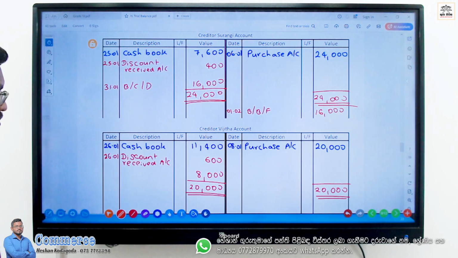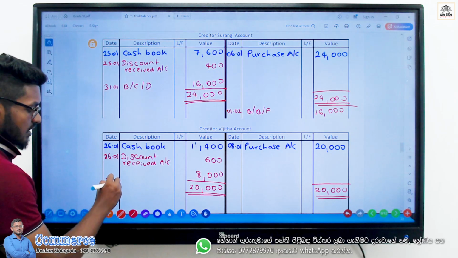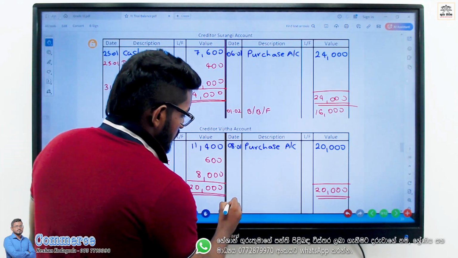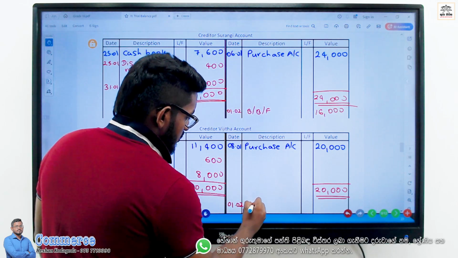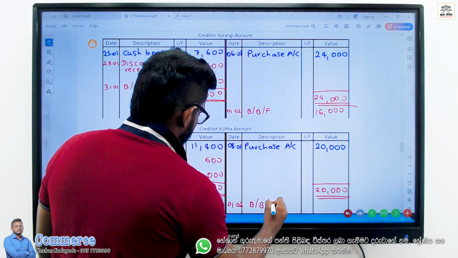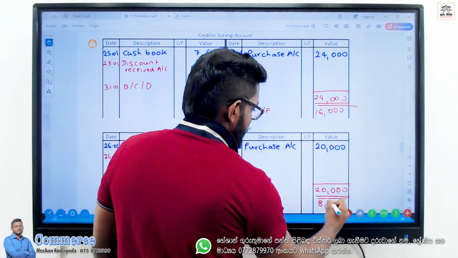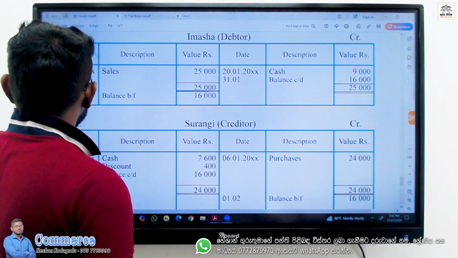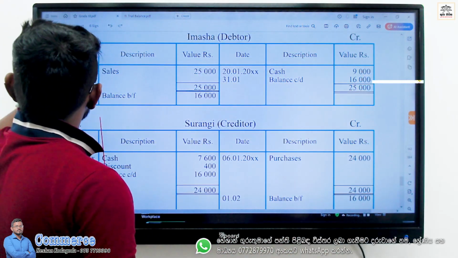Right. So it's 31st of January. Balance carried down. 1st of February. Balance brought forward. How much? It's rupees 8,000. Right. Creditor Vijita account 8,000. Check with it.